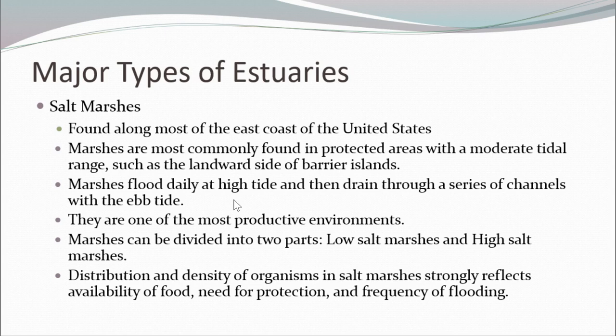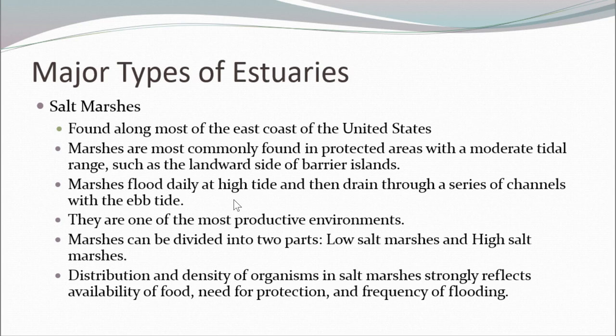Okay. Now, there are a couple of types of estuaries that I'd like to talk about. I'd like to talk a little bit about salt marshes, not because the AP focuses on salt marshes, but because that's what we have here in Texas. They're found along most of the East Coast and most of the Gulf Coast. They're usually moderately protected areas. A lot of times there are barrier islands that will protect them, and I'm going to show you a map of the Texas coast in just a second so you can see that.